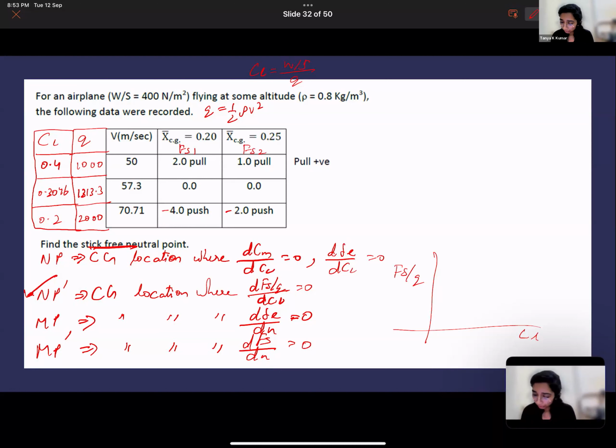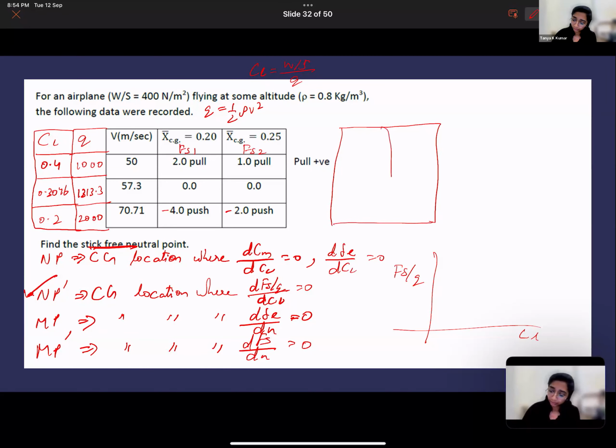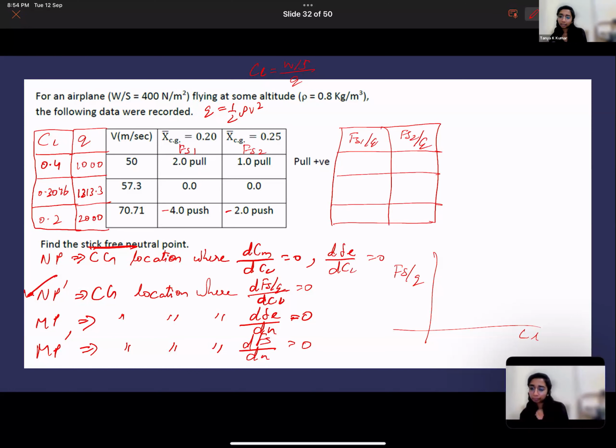Think about it. You need this graph. You need this Fs by Q versus Cl. So for that, you need 2 points. You have Cl. Do we have Fs by Q? Find out Fs by Q. So make another 2 columns. Yeah, exactly. Correct. You're going perfectly. So Fs1 by Q, Fs2 by Q, right? Can you just find out the values? What you said is absolutely right. Plot 3 values and then you can find the slope.